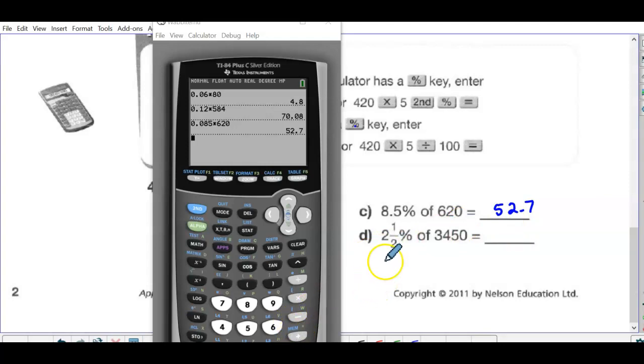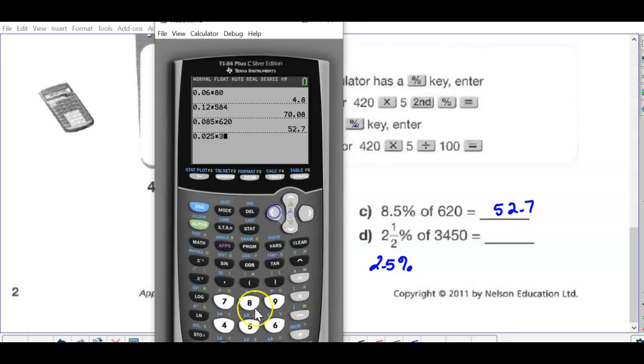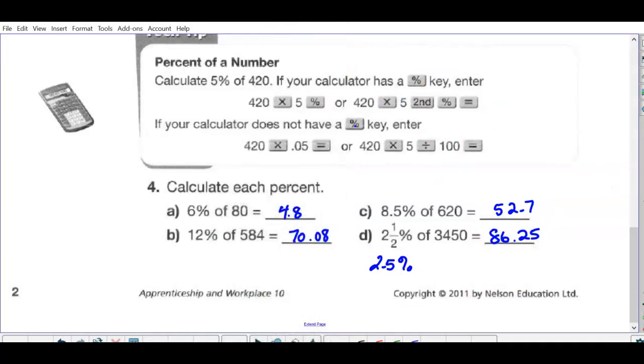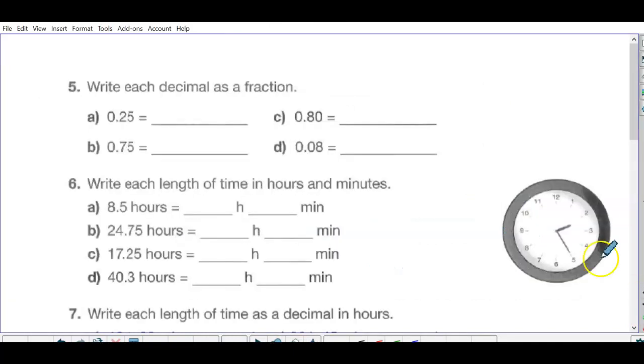Okay. Next one, 2.5%. So I would show that as 2.5%. So convert that and then enter it as a decimal without a percent. Oops. Okay, 86.25. All right, go to the next page.